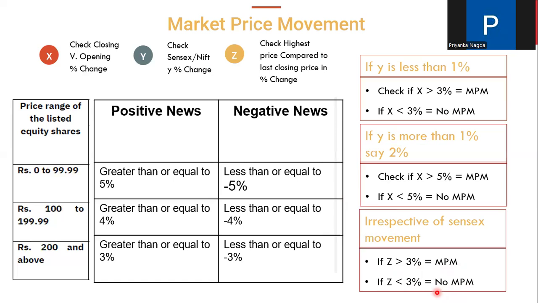But the company is regularly required to check whether that Z is crossing that percentage threshold of 3% at any time during the entire day. So that becomes very important. This calculation will definitely help the companies to identify if there is any material price movement.